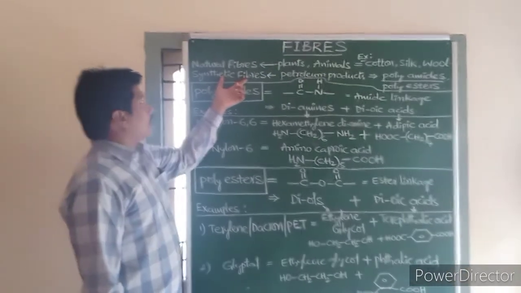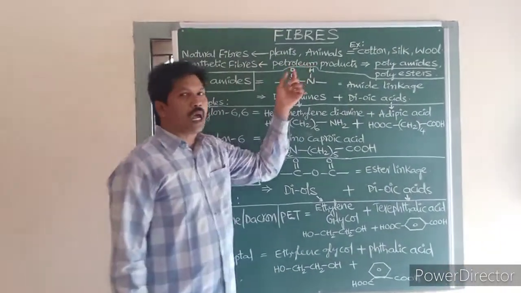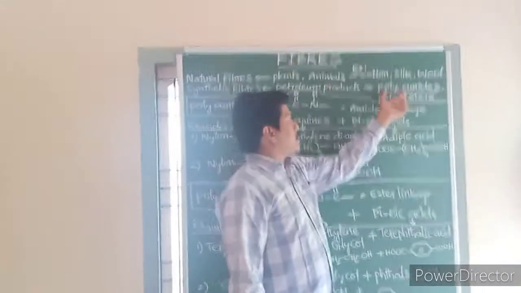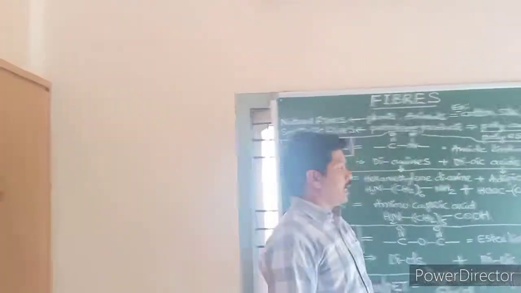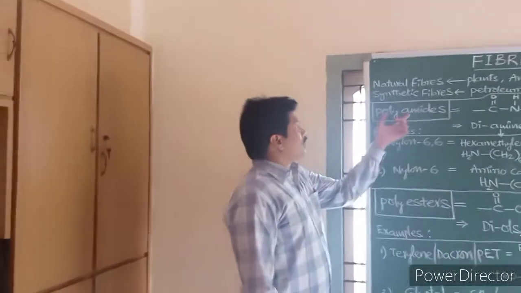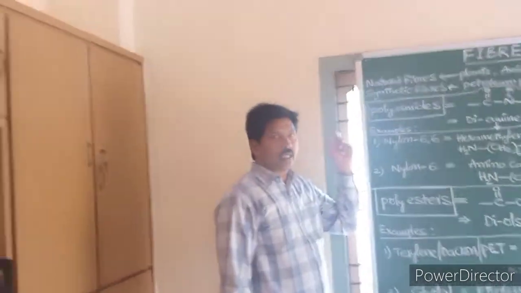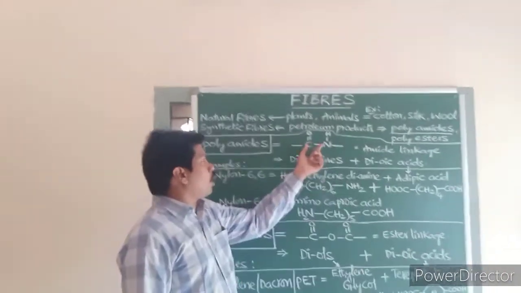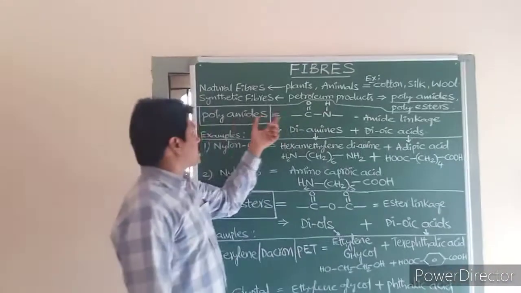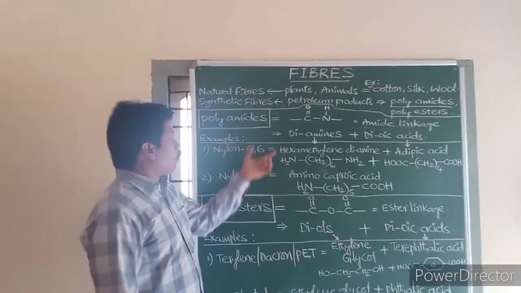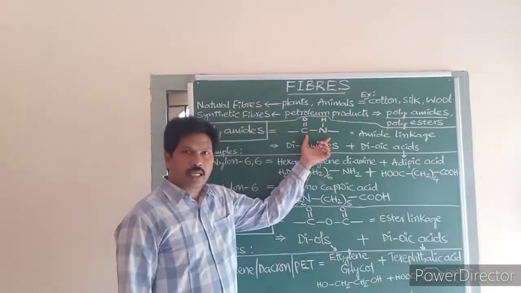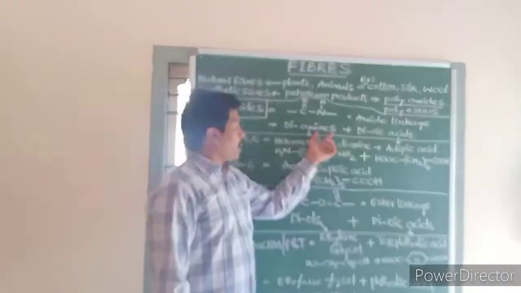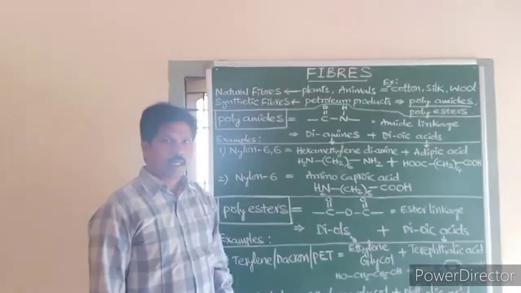Synthetic fibers: the main sources are raw materials obtained from petroleum. And the examples are polyamides and polyesters. The first synthetic fibers are polyamides. They contain the amide linkage. Means C double bond O, NH bond is called the amide linkage. The polyamides contain this amide linkage. These are made up of diamines and dioic acids.